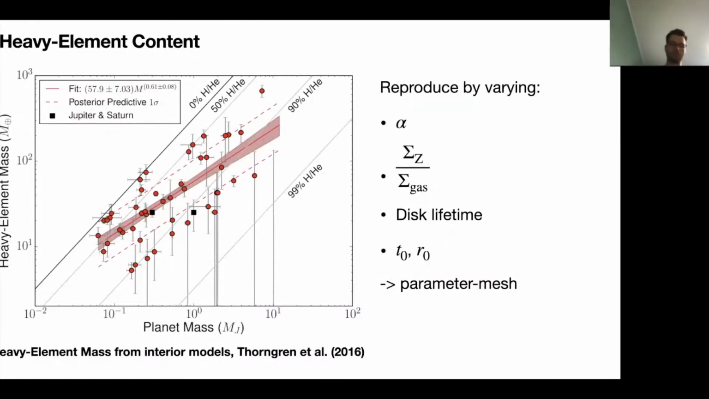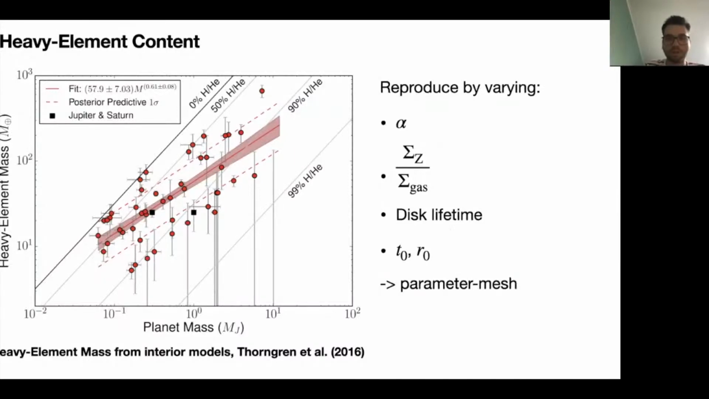So how about the heavy element content? The heavy element content, we try to reproduce this figure by Thorngren et al. by varying the alpha parameter, the dust to gas ratio, the disk lifetime, the starting position, and the starting time. And we put all of this together into a parameter mesh and then try to reproduce this plot.